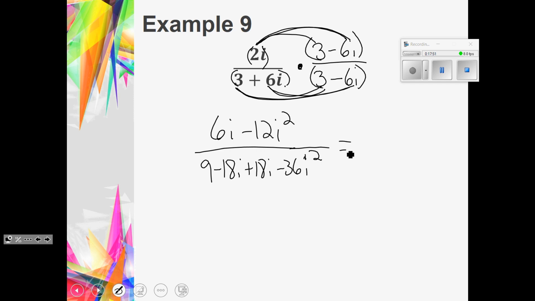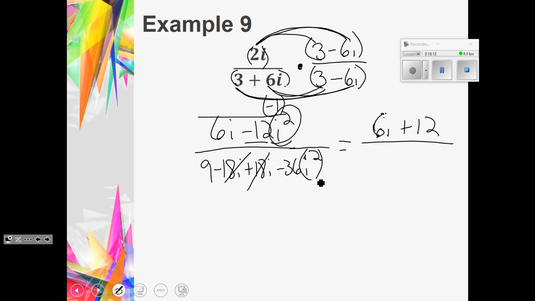Okay, so let's simplify. What can we do? We know this is equal to negative 1, so I'm going to make that a negative 1. So we know that this is going to be 6i plus 12, because negative 12 times negative 1 is a positive 12. Those cancel. We know that this is a negative 1, so this is going to end up being 9 plus 36, because negative 36 times negative 1 is a positive 36.